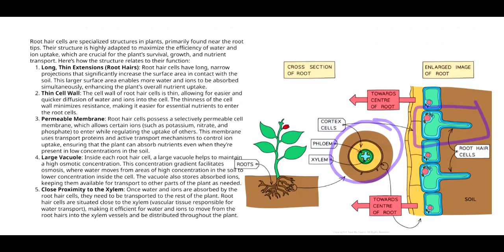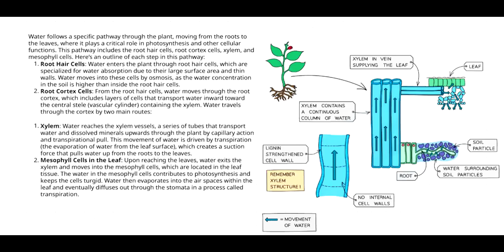Once water and ions are absorbed by the root hair cells, they need to be transported to the rest of the plant. Root hair cells are situated close to the xylem, with just the cortex between. So here you see the cross section of a root hair cell, and the cross section of a root with the detail. Now come to another diagram and explanation: after the absorption of water and minerals in the root, how are they transported to the aerial parts of the plant?